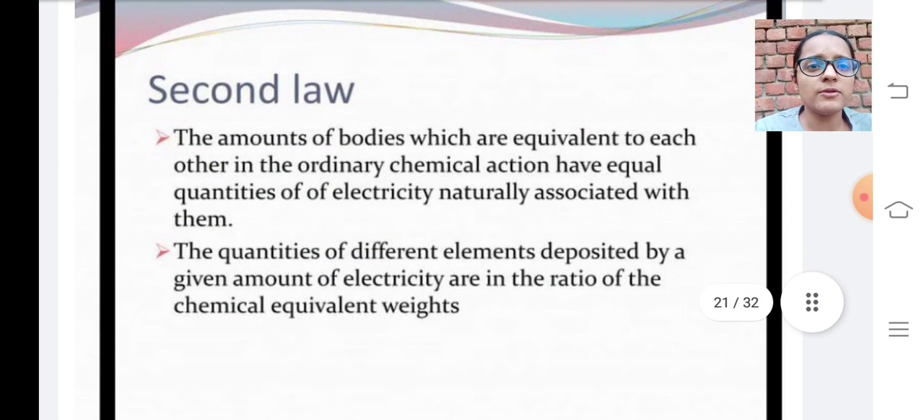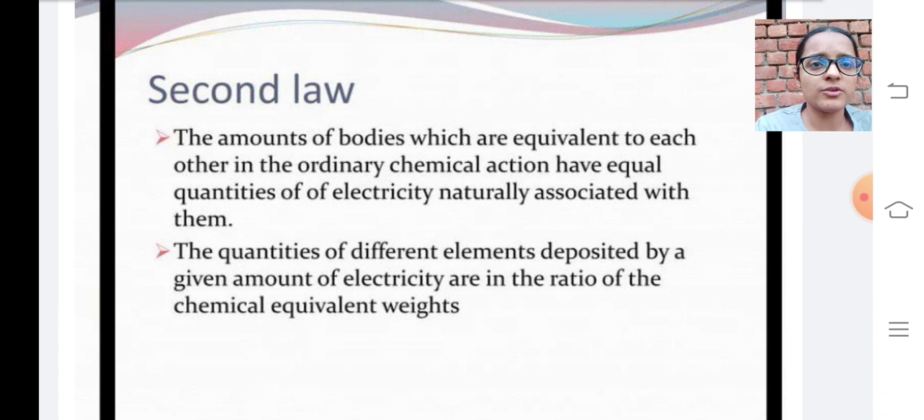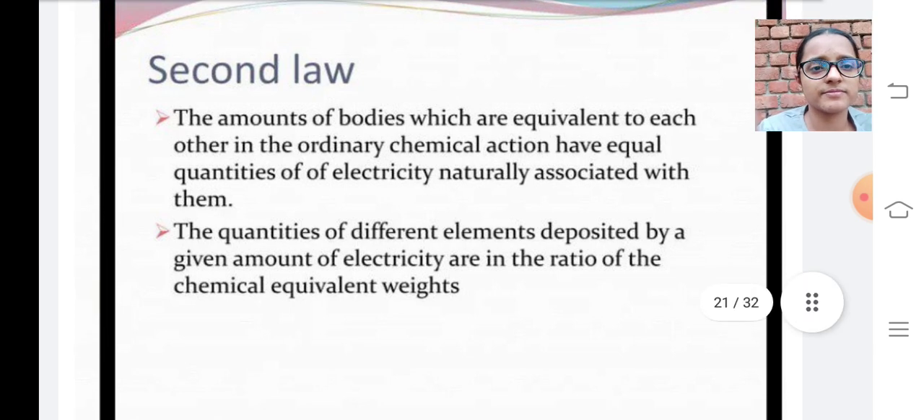Second law: the amounts of bodies which are equivalent to each other in the ordinary chemical action have equal quantities of electricity naturally associated with them. The quantities of different elements deposited by a given amount of electricity are in the ratio of the chemical equivalent weights.